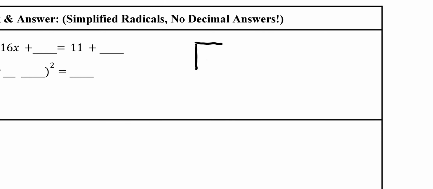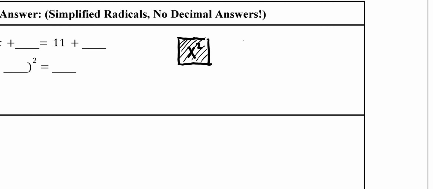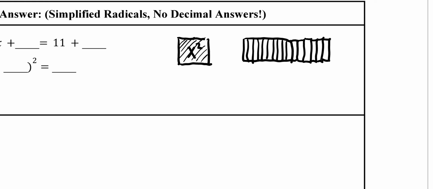I'm going to call this my x squared. This thing right here, that's my x squared, and then minus 16x. Let's do this. So we got 1, 2, 3, 4, 5, 6, 7, 8, 9, 10, 11, 12, 13, 14, 15, 16, each of these being a negative x. So each one of those is a negative x. I've got 16 of them. That's negative 16x altogether.